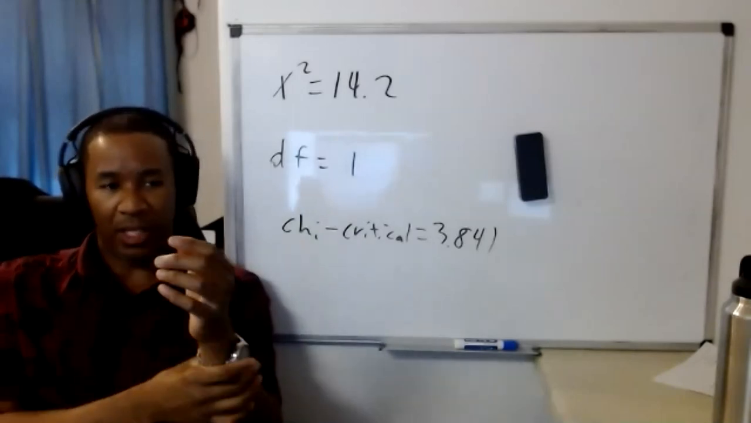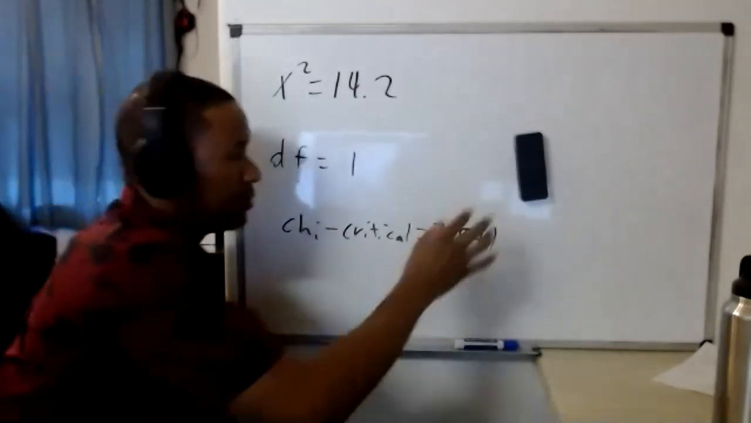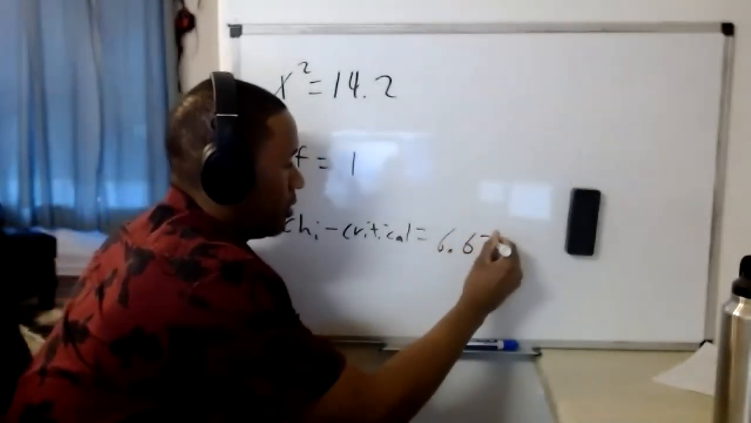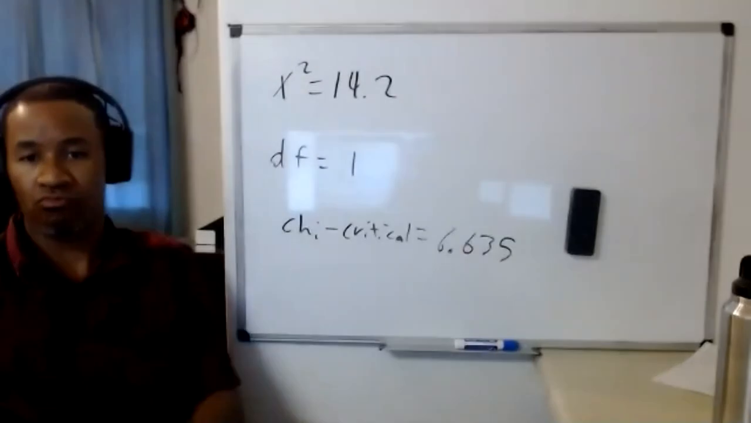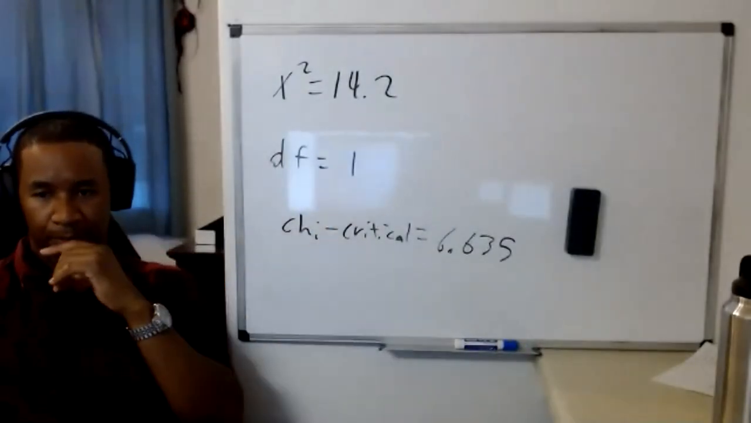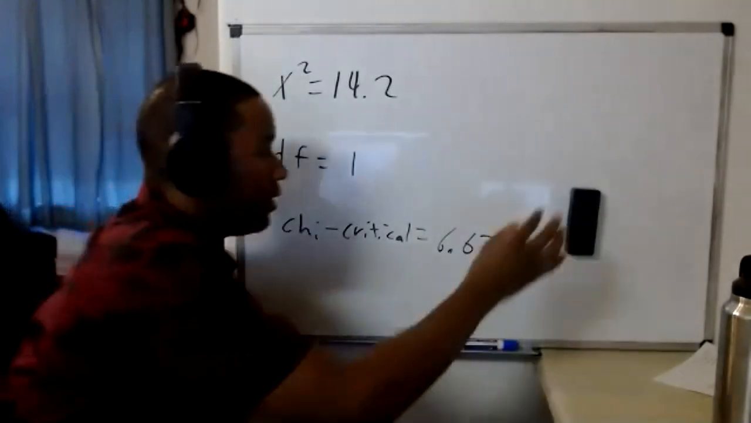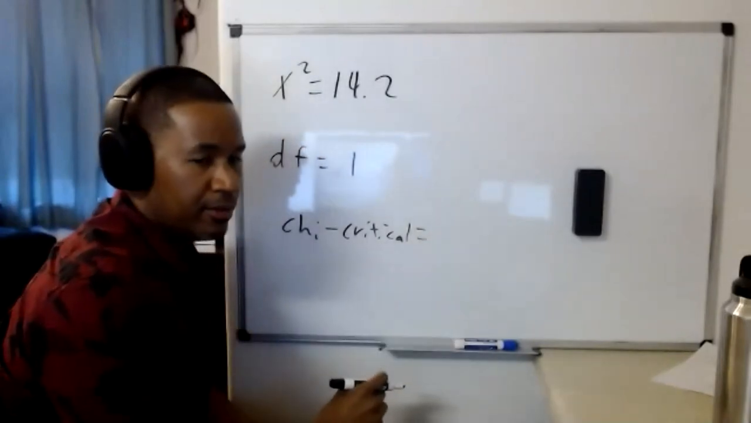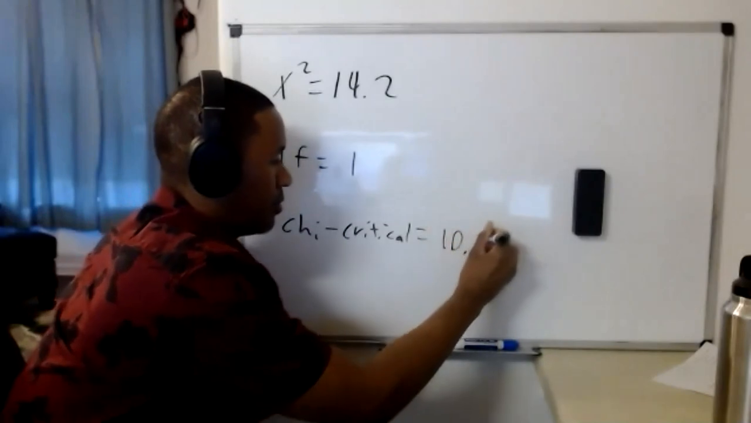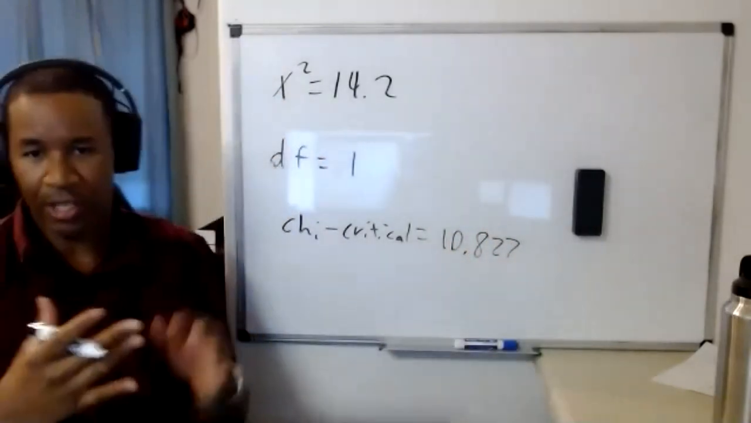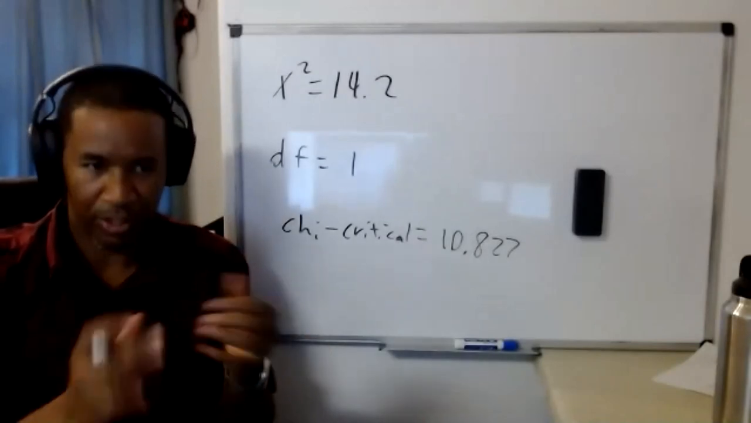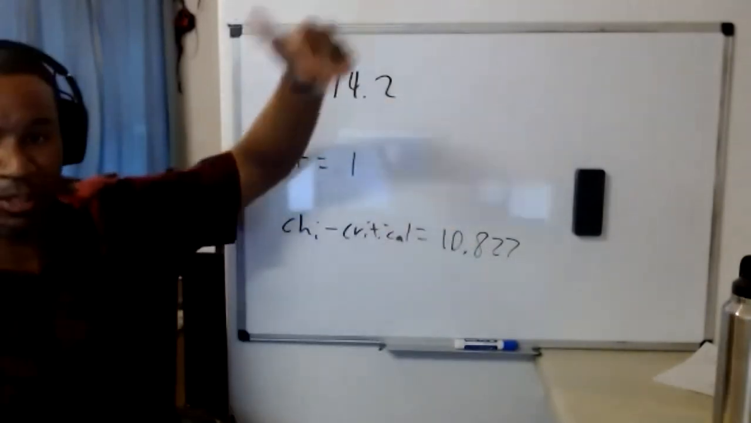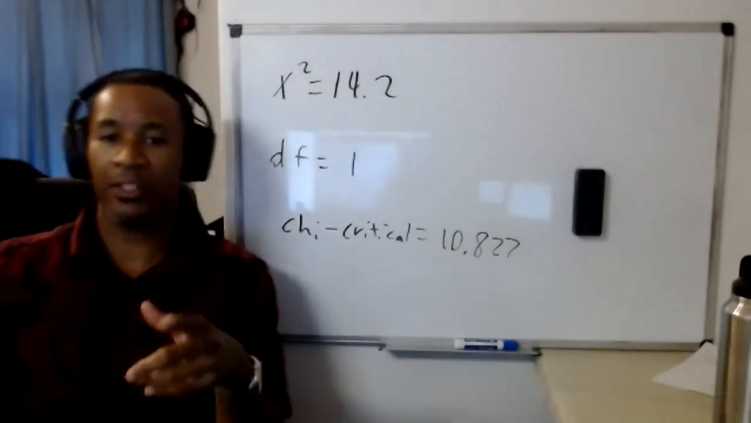Now, for the 0.01 alpha level, what number do we see here? 6.635. What do we do? Do we reject or fail to reject? We reject. And for the 0.001 alpha level, what is our chi-critical? 10.827. Again, do we reject or fail to reject? We reject. Good. Obviously this number is bigger than this number. As long as our statistic is at or above the critical value, we reject. If it's below, we fail to reject.